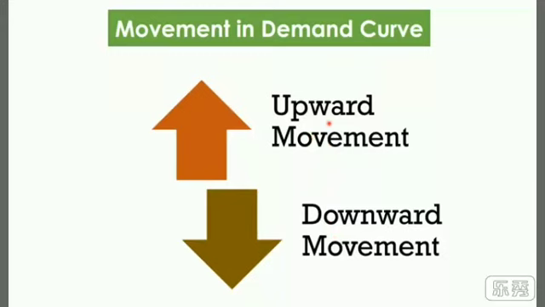Now upward movement represents the contraction in demand, that is the fall in demand due to the price rise, while downward movement is an indicator of expansion of demand, that is there is an increase in demand due to the fall in the prices of the commodity. Now come, let's discuss the upward movement and downward movement with the help of a diagram.